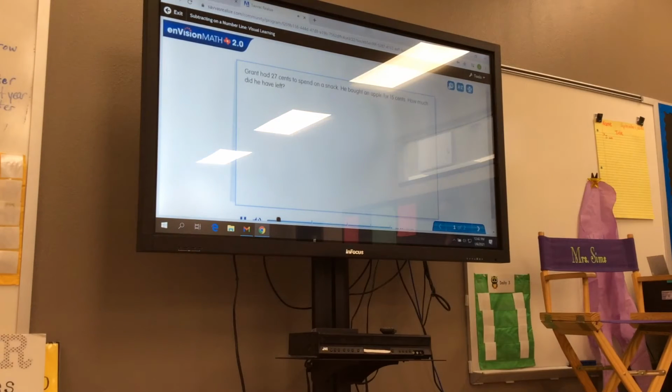Grant had 27 cents to spend on a snack. He bought an apple for 15 cents. How much did he have left? We can show this problem on a number line. What operation will we use to solve it? When it asks about an operation, it's asking, are we adding, subtracting, multiplying, dividing? What are we doing?